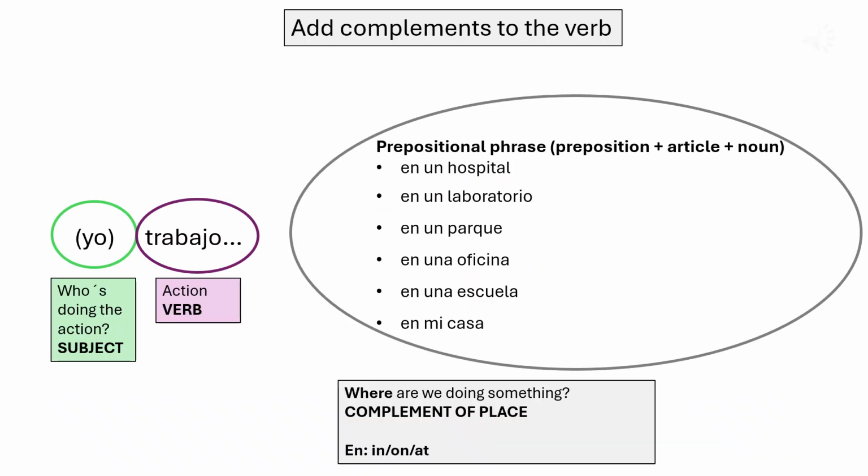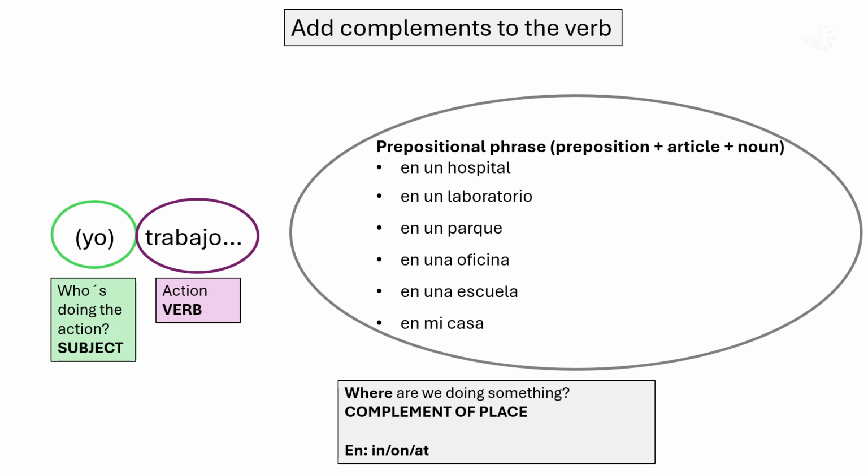And again, just like we saw with the verb ser, we can add complements. And in this case, they can be quite long. So we have the sentence yo trabajo. Now I'm going to say where I work, and that's going to be called a complement of place, because that's about where, the place where I work. And usually this will be made of three words.